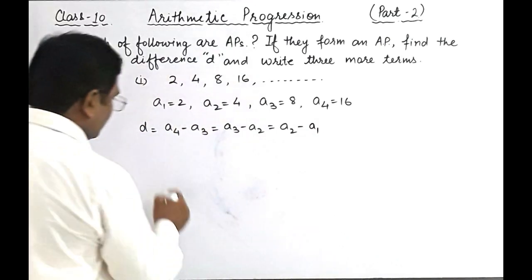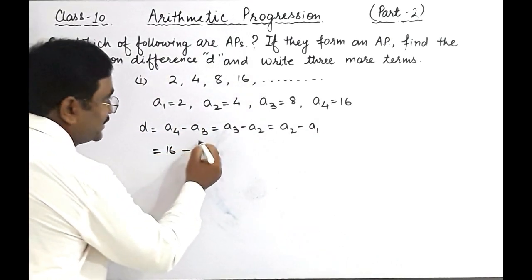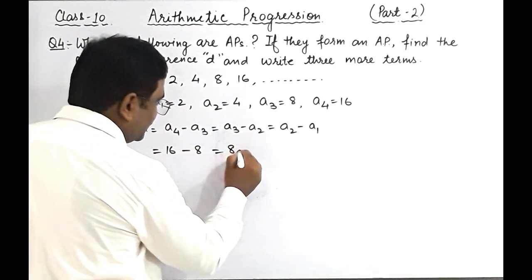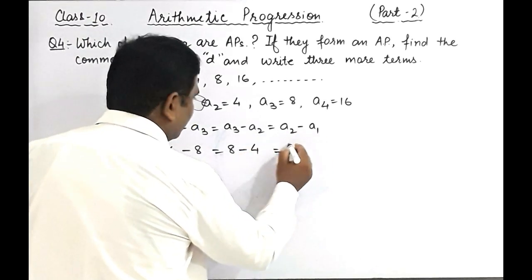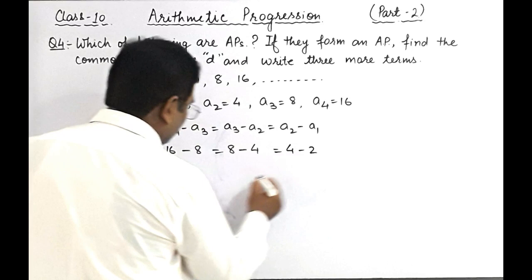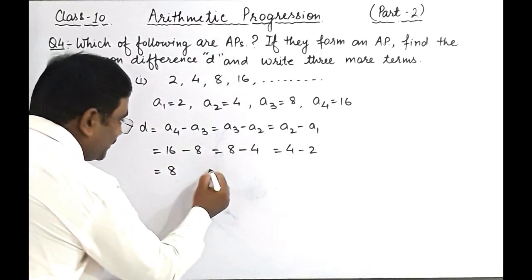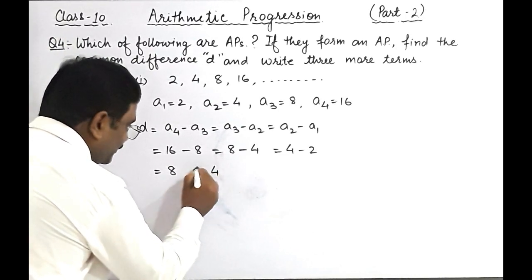So A4, which is 16, minus A3, which is 8, and A3, which is 8, minus A2, which is 4, and A2 minus A1, which is 4 minus 2. This 16 minus 8 is 8, and this 8 minus 4 is 4. Therefore, they are not equal.